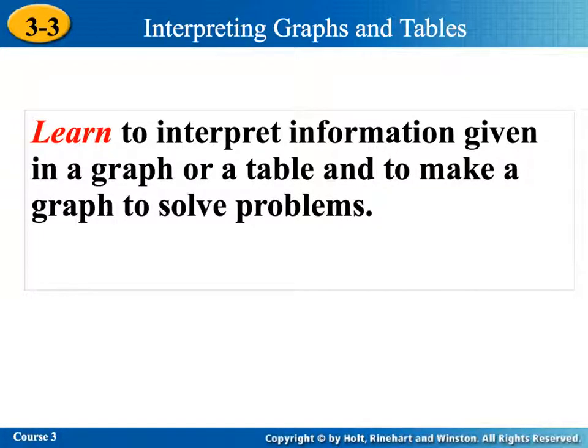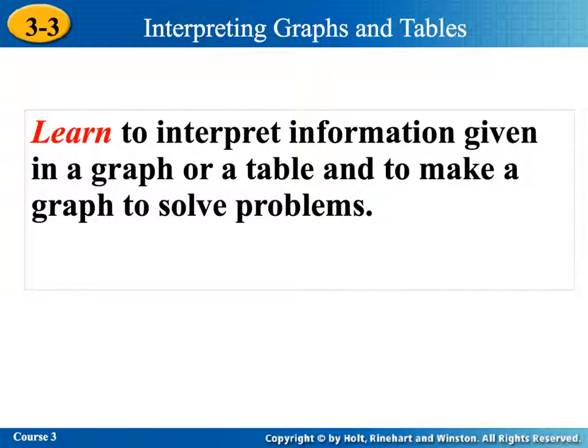Hey everybody, today we're going to be talking about 3.3. We are going to be interpreting graphs during today's lesson. So, I hope you are ready. I hope you're set to go, because I am.